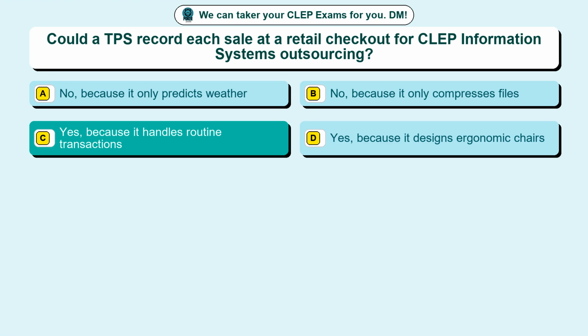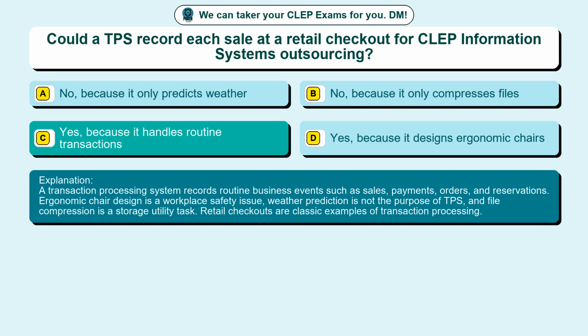Yes, because it handles routine transactions. A transaction processing system records routine business events such as sales, payments, orders, and reservations. Ergonomic chair design is a workplace safety issue. Weather prediction is not the purpose of TPS, and file compression is a storage utility task. Retail checkouts are classic examples of transaction processing.